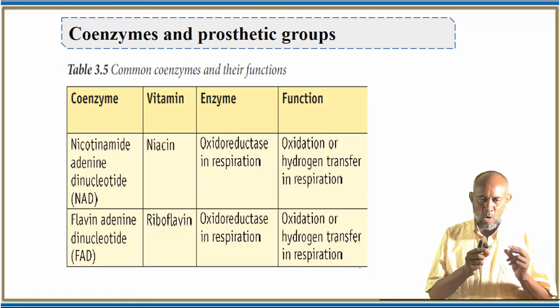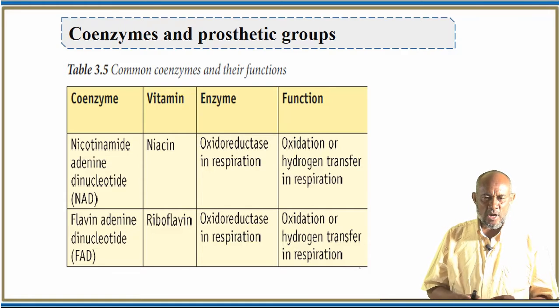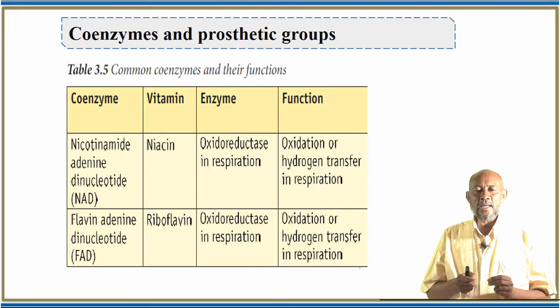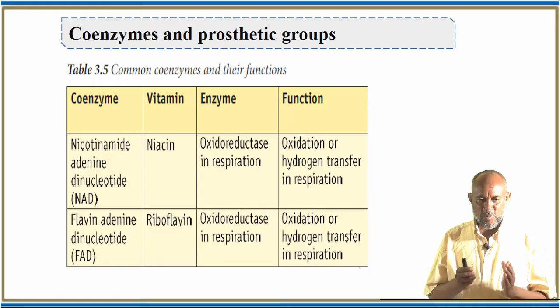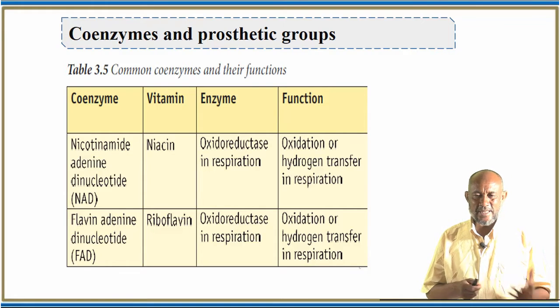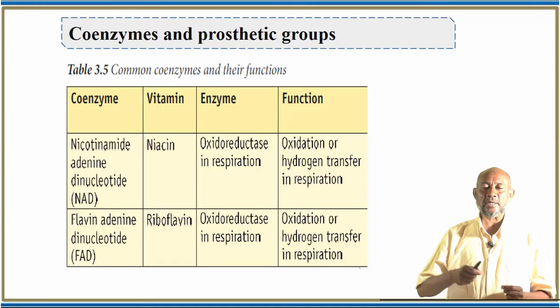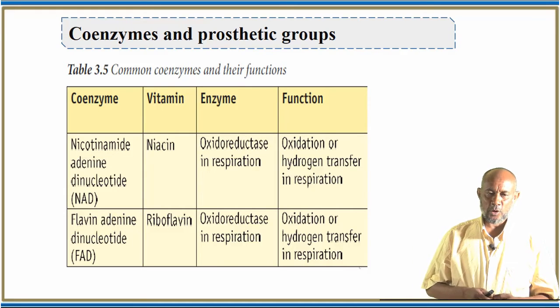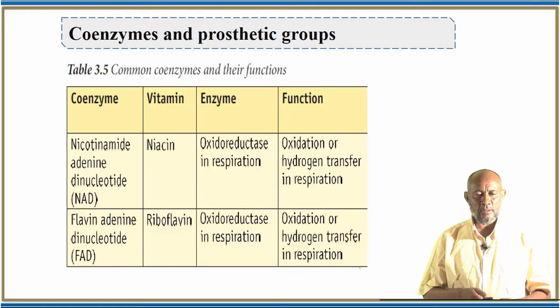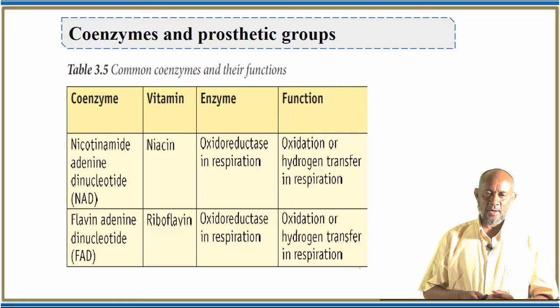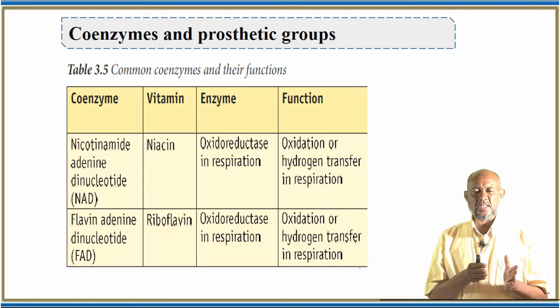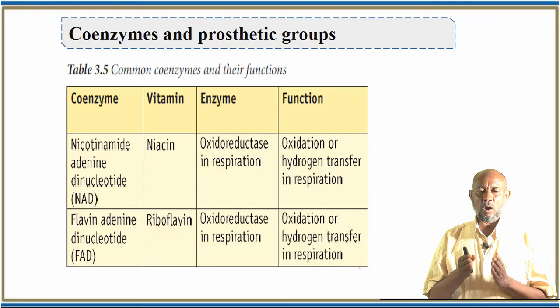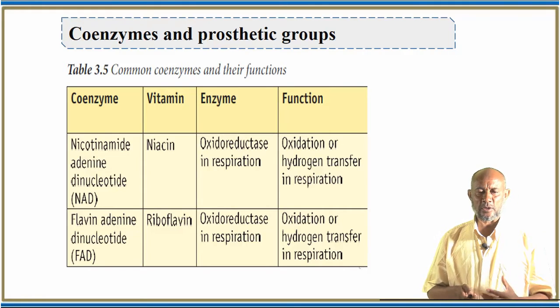NAD is a coenzyme derived from the vitamin niacin, in the oxidation reduction reaction in respiration. The function of this enzyme is simply the oxidation or hydrogen transfer in respiration, that means transfer of electrons. Flavin adenine dinucleotide, or FAD, is derived from the vitamin known as riboflavin. And the enzyme in which this FAD is found is also oxidoreductase in respiration. That means oxidation or hydrogen transfer in respiration in both cases.